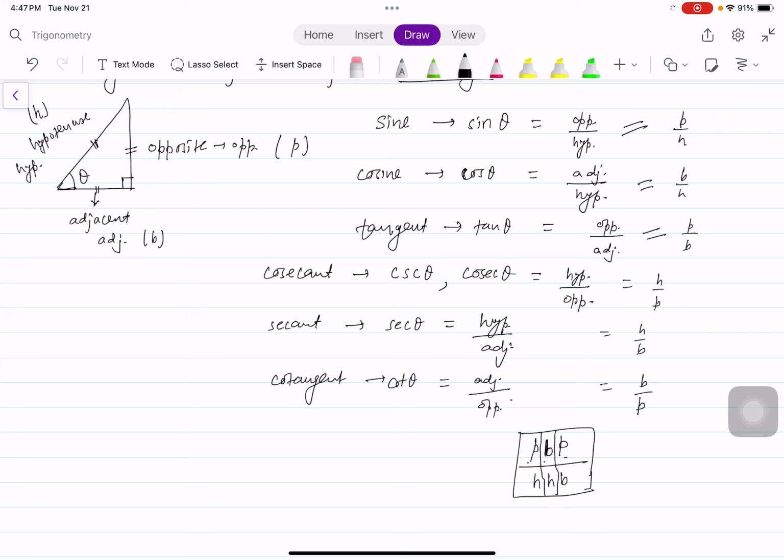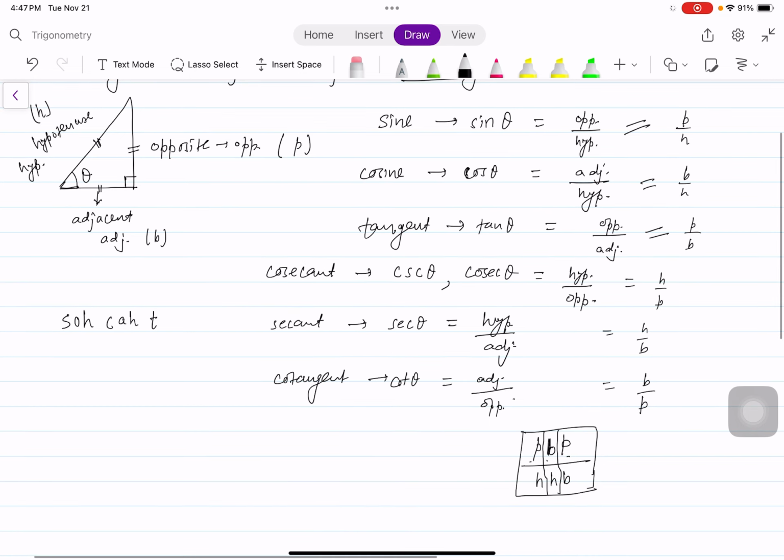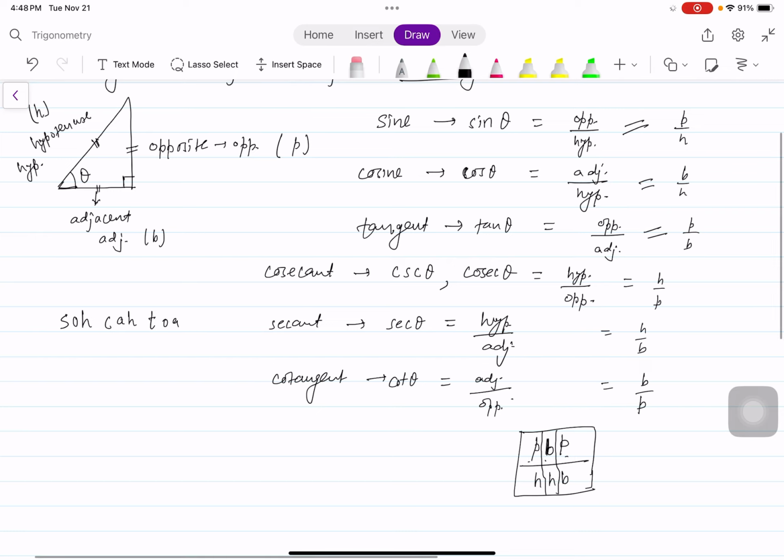But some people also like to use another mnemonic. They write S as in sine, so this is opposite over hypotenuse. So O for opposite, H for hypotenuse. Another relation is C as in cosine, A as in adjacent, and H as in hypotenuse, and T as in tangent, O as in opposite, A as in adjacent: SOHCAHTOA. So some people like this, and you may also see this type of notation.